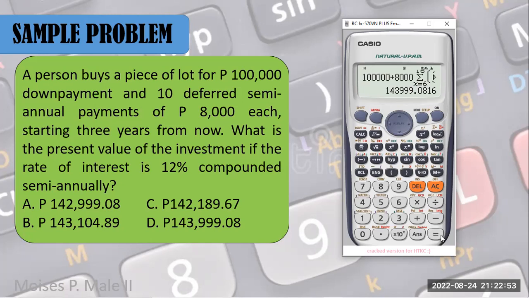So the correct answer is 143,999.08. Okay?